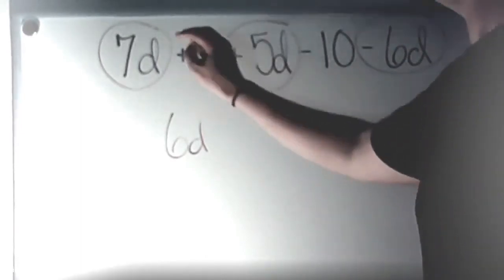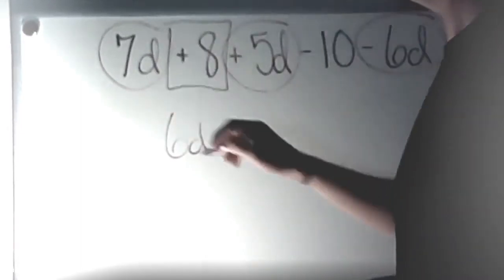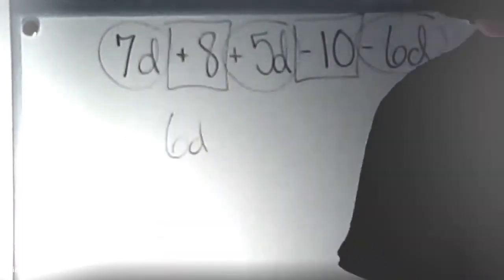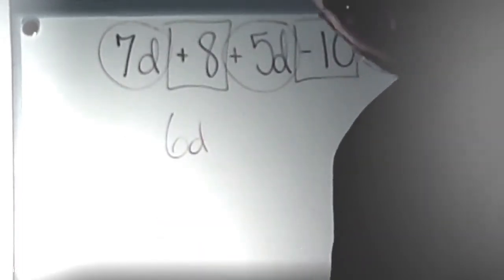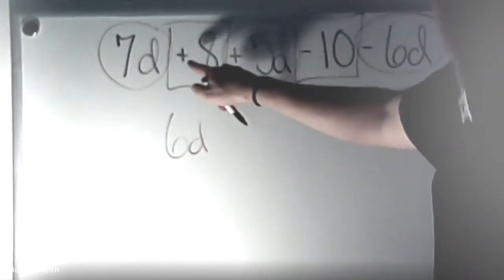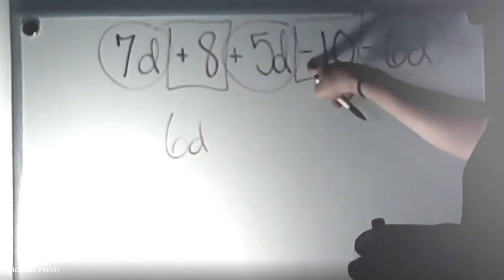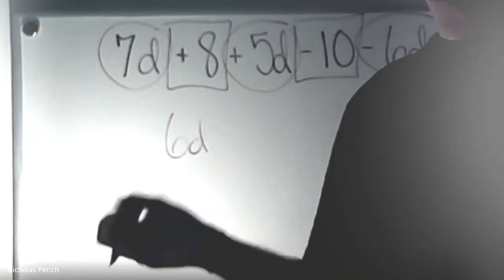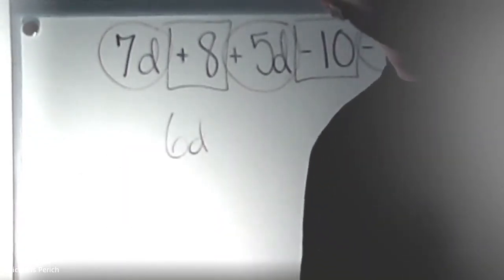I also have $8. Cool. Oh, but I owe my friend $10. I'm taking a number and I'm subtracting a bigger number. What does that look like? Well, 8 take away 10 means that I lose all of my money, but I still owe $2.